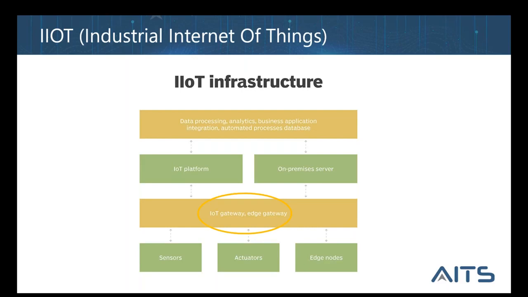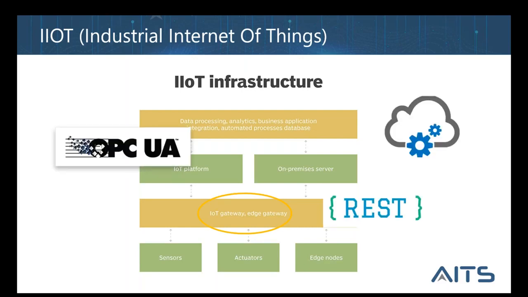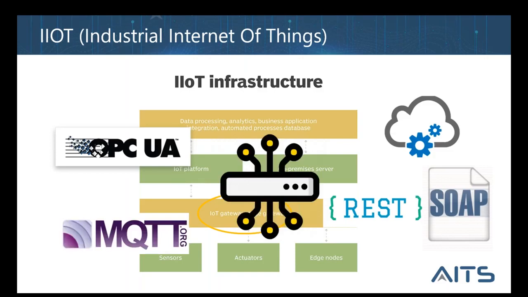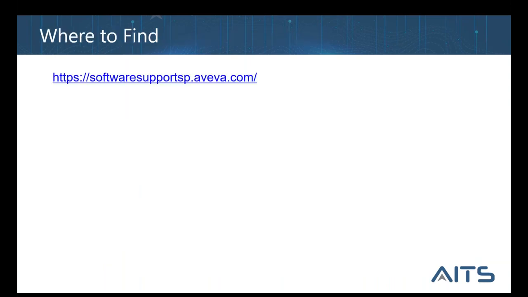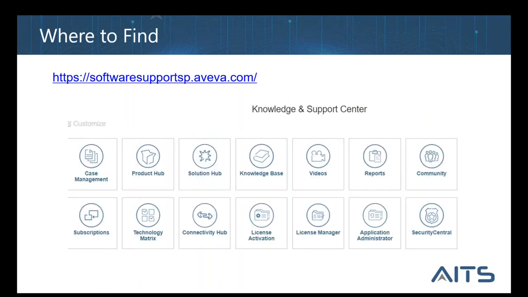So we will talk about several drivers, such as OPC UA, the web service, the MQTT. And there is another one we will not cover today, which is SNMP, a driver for network components. Just mentioning that it's part of the AVEVA communication drivers. It's already there. So how to find these drivers? It's as simple as going and registering to software support, sp.aveva.com, and you will find a tab named Connectivity Hub, where you can find all these drivers.